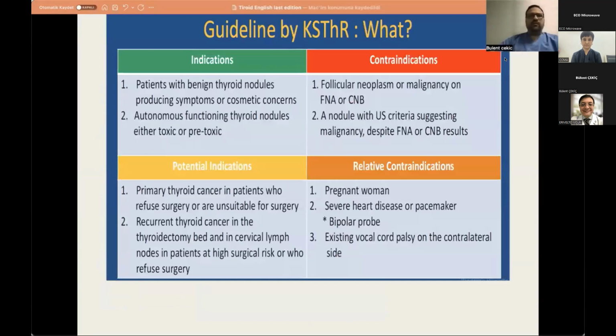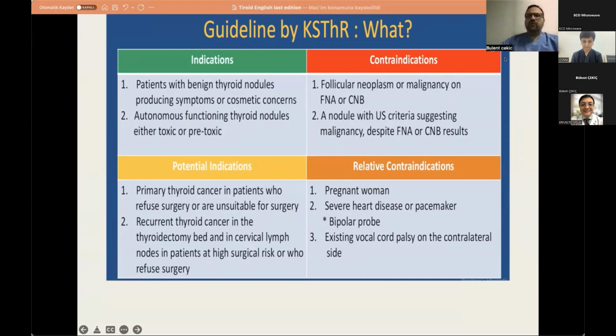In the guideline of Korea, the indication for thyroid thermal ablation is patients with benign thyroid nodules causing compressive symptoms or cosmetic concerns. The second indication is autonomously functioning thyroid nodules, toxic or pretoxic. A potential indication is primary thyroid cancer in patients who refuse surgery or are unsuitable for surgery, or recurrent thyroid cancer in the thyroidectomy bed or in cervical lymph nodes.